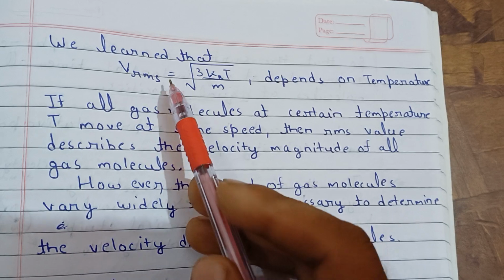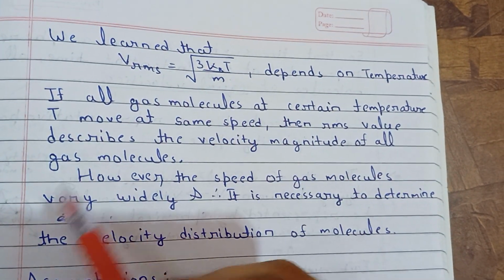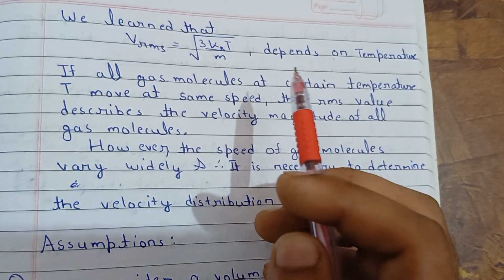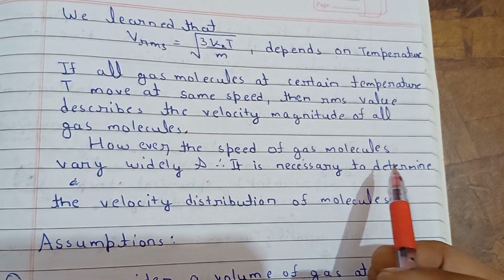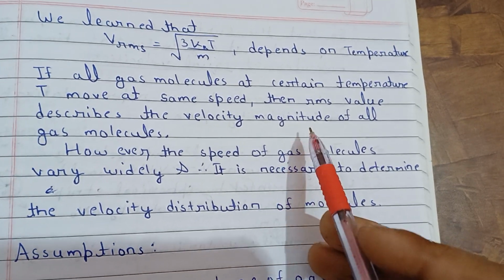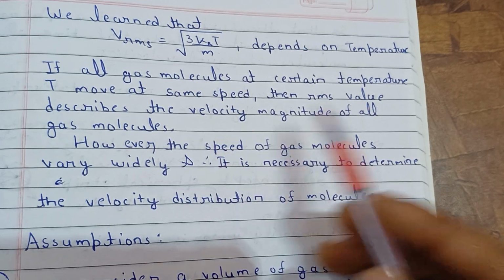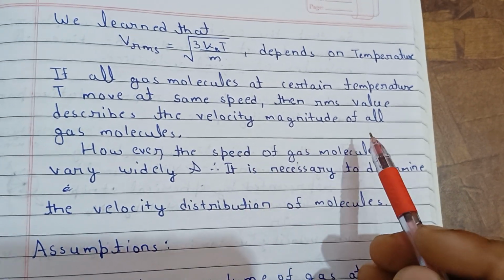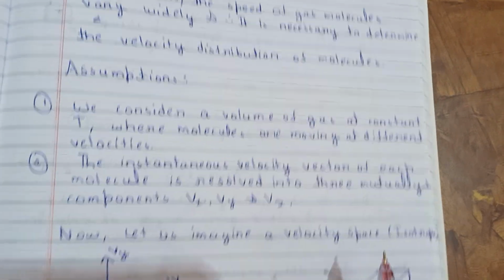But we know that all particles are moving with different velocities, they are not the same, so there is a large distribution of velocities for the different particles. However, the speed of gas molecules varies widely, and it is necessary to determine the velocity distribution of the molecules. Now all particles are moving with different velocity, and there is a large distribution of velocity from very small to very large. So we need to study this distribution definitely. Now to study this, we need to take some assumptions.